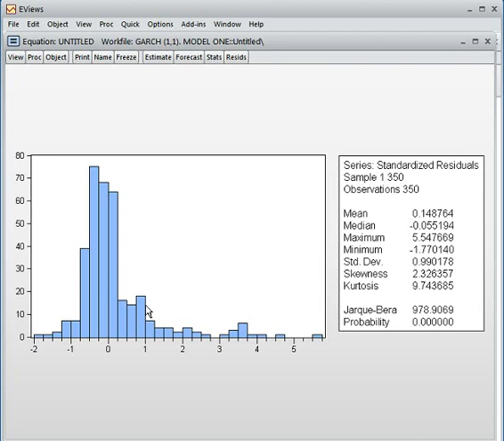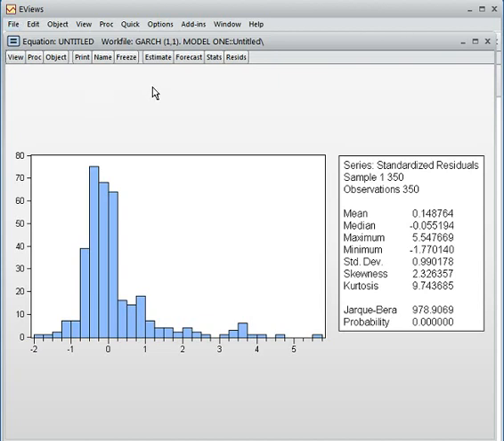So what is the decision for this GARCH(1,1) normal distribution model? There is no serial correlation and there is no ARCH effect, and those are good signs. But there is one bad sign: residuals are not normally distributed. So this is the result for this model.